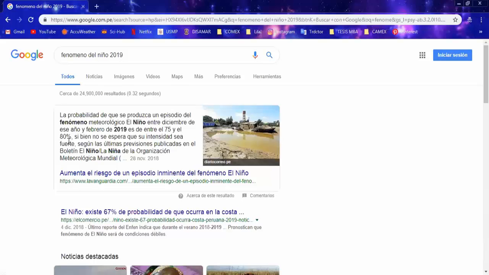So there's a really, really high risk of a phenomenon El Niño. But it says that they expect its intensity won't be that strong, according to some predictions published by this organization on water. So we know that there might be between a 75 and 80% chance.